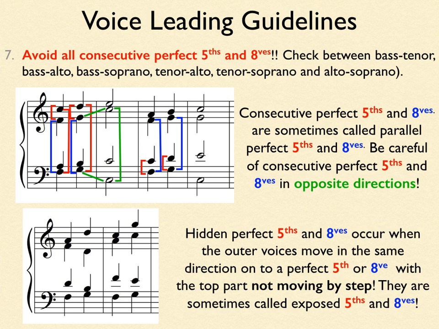Also, just watch out for hidden fifths and octaves. You'll be very unlucky to do this. There's certain things that have to happen in order for this to occur. So hidden perfect fifths and octaves occur when the outer voices, so it's just the outer voices, move in the same direction onto a perfect fifth or octave, with the top part not moving by step. Okay, so there's a lot of things that need to happen. So you'd be very unlucky to trip up here because there's so many things that you have to do wrong in order for this to happen.